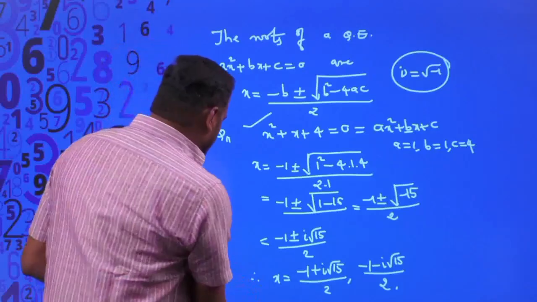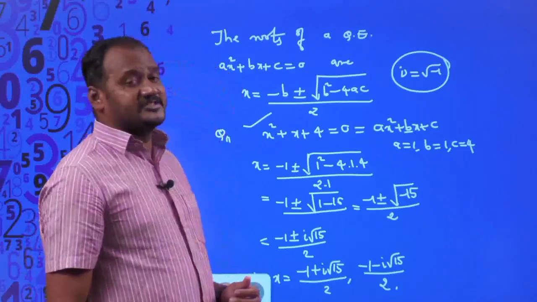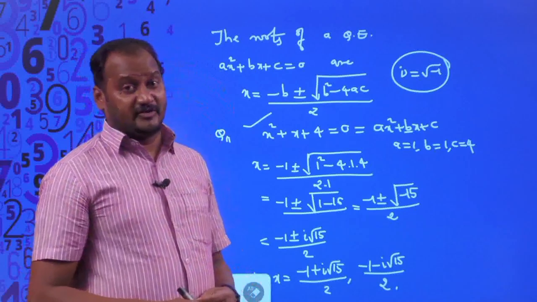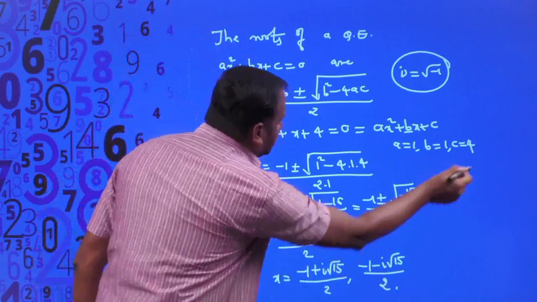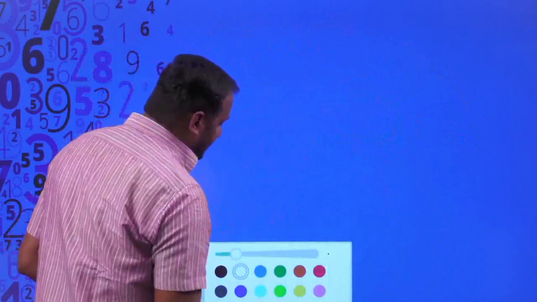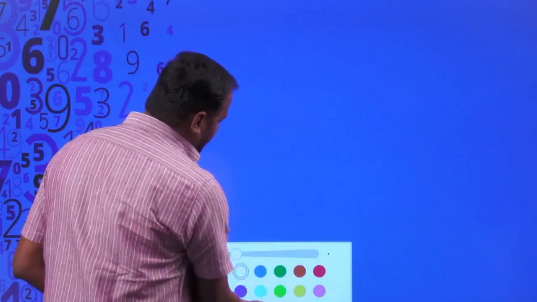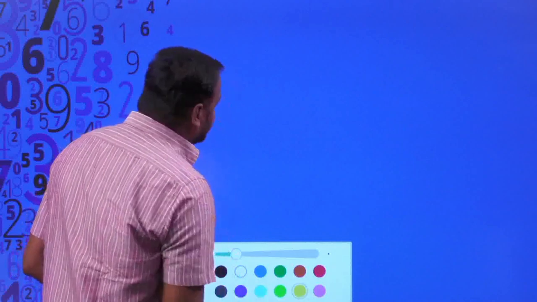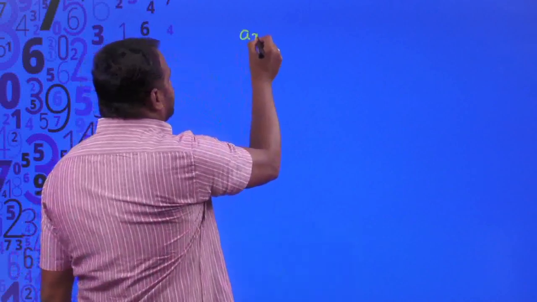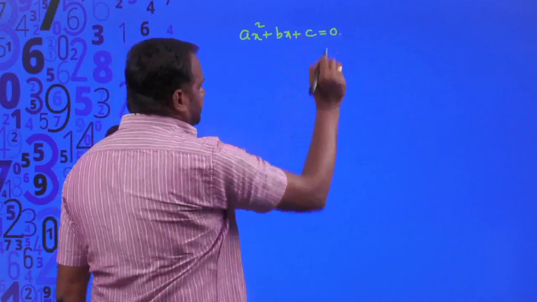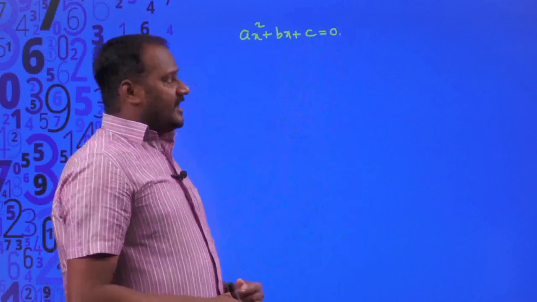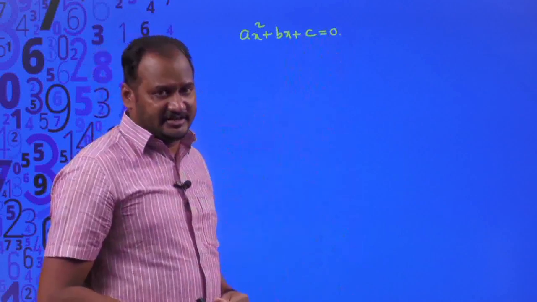And then let us move on to the relationship between roots and coefficients of a quadratic equation. Roots and coefficients of a quadratic equation means, if you consider the number of roots of a quadratic equation, as we already discussed, it is at the maximum 2. For example, the quadratic equation is ax square plus bx plus c is equal to 0, and we already discussed the roots of this quadratic equation.